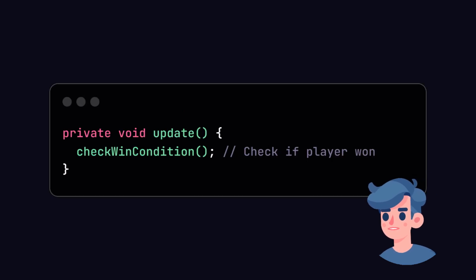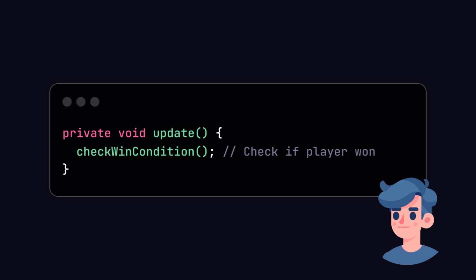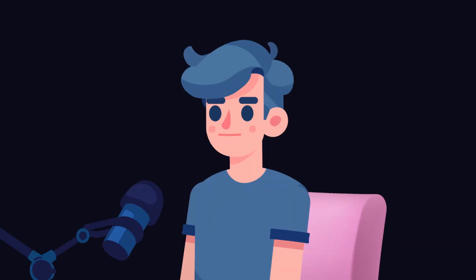Integrate the win condition check within the game loop, so it runs during every update cycle. This ensures that the player can win at any time they reach the goal.